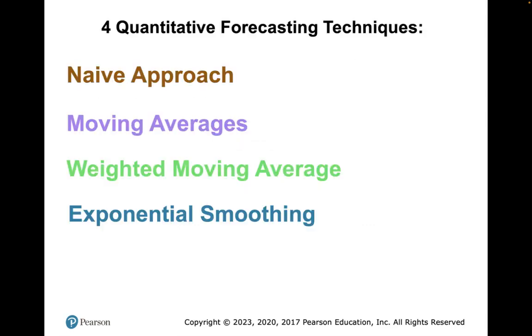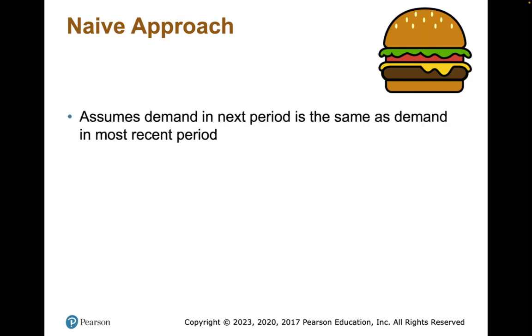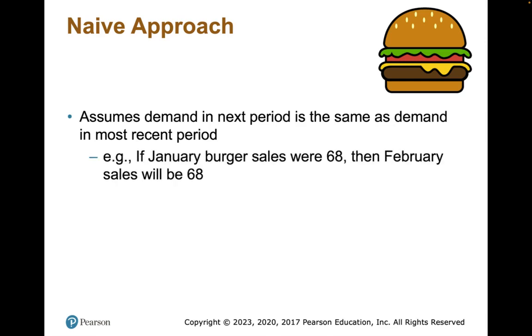Let's talk now about the actual techniques. There are 4 techniques that we'll be applying in this course. We'll start with number 1, the naive approach. The naive approach is really very simple. Basically, we're assuming that the demand in the next period is based off of the demand from the most recent period. If we're looking at it from a monthly point of view, let's say we're going to sell burgers and we're trying to forecast the amount of burger sales in February. Well, we knew that January sales were 68, so we think February is also 68. So this is what we mean by a naive approach.